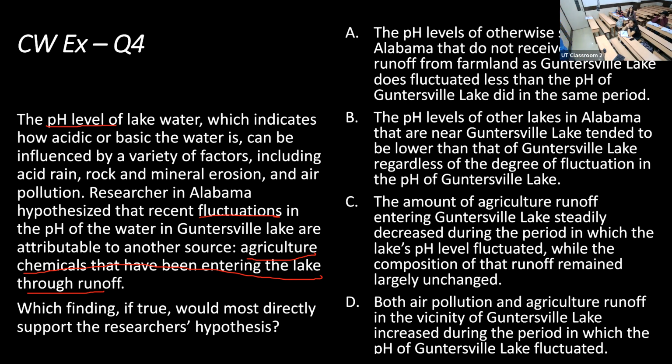So let's find out why B is not the right answer. चलो. pH level of other lakes in Alabama that are near this place tended to be lower than this lake, regardless of degree of fluctuation in pH of this lake. The point is, why is this not supporting the claim? What is the problem in option B? It's going off topic. Regardless, like we have said, regardless of the degree of fluctuation, but it matters, right?